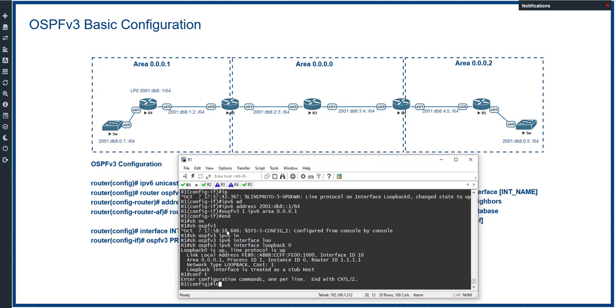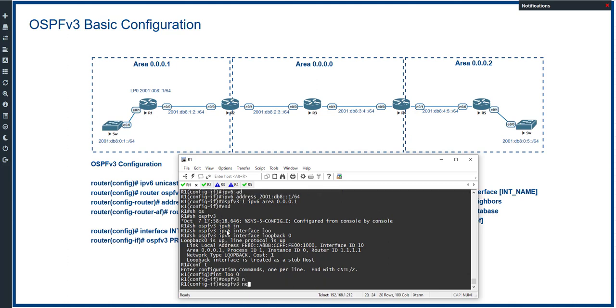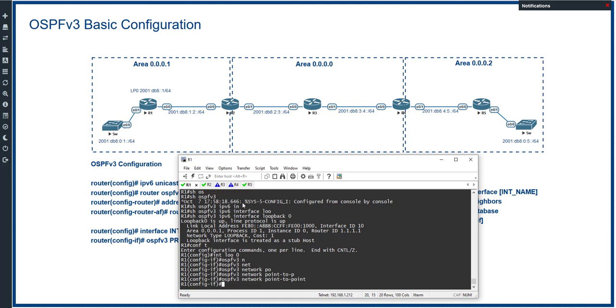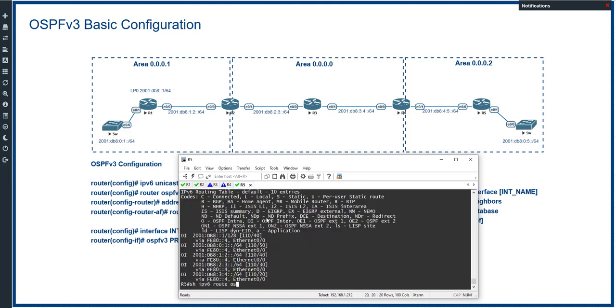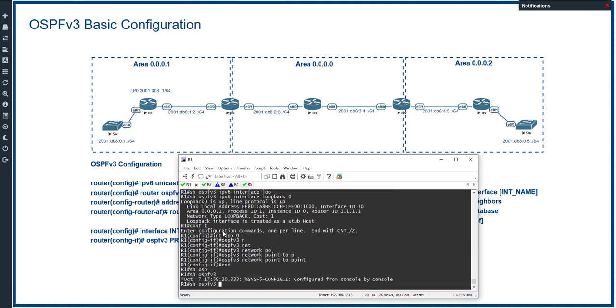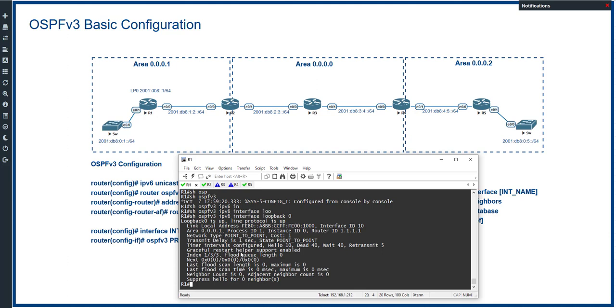conf t, interface loopback 0, OSPFv3 network, so easy, point-to-point, that's it. After that, in router 5, you will see a /64 for the loopback interface, as you can see here. Also in router 1, let me show OSPFv3 IPv6 interface loopback 0. Let me say that in most cases we don't change the network type, only in some rare cases.